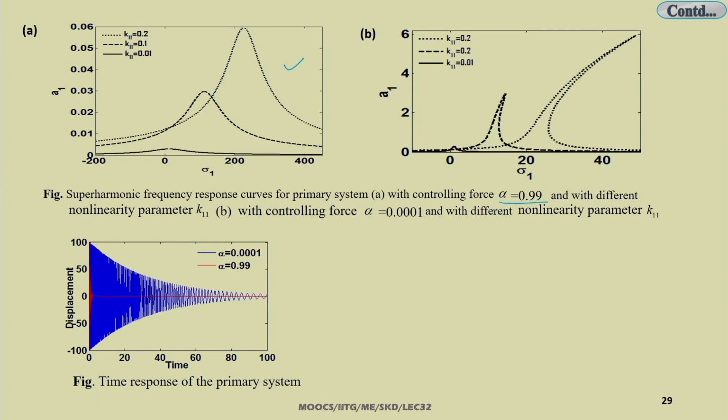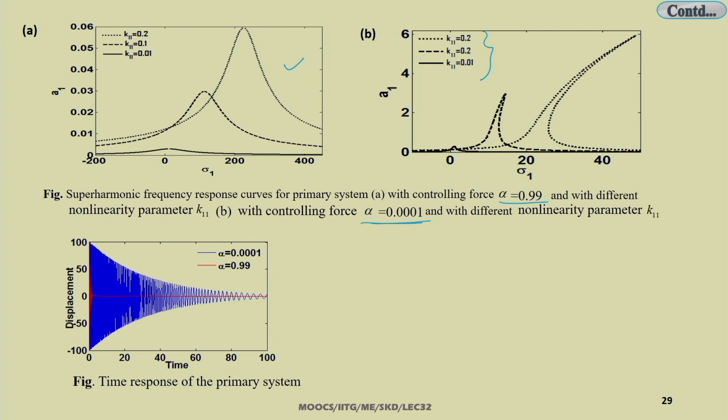This is also for the subharmonic response, where the control force alpha is taken 0.0001 in one case and 0.99 in the other. By taking different k 11 values, we can observe how the shifting of the frequency response takes place. As we are increasing k 11, the non-dimensional natural frequency of the system increases. That is why there is a shifting of the frequency response towards the right.